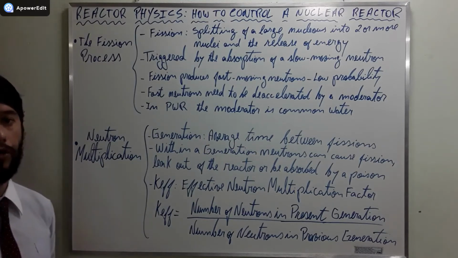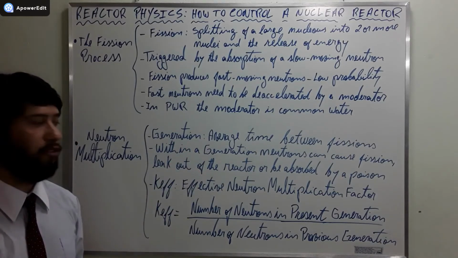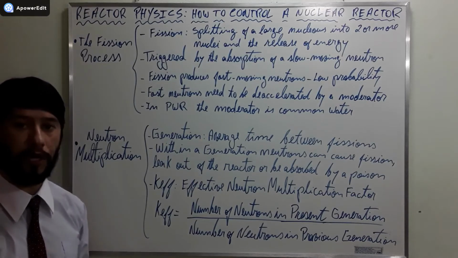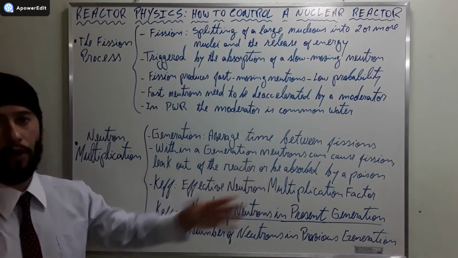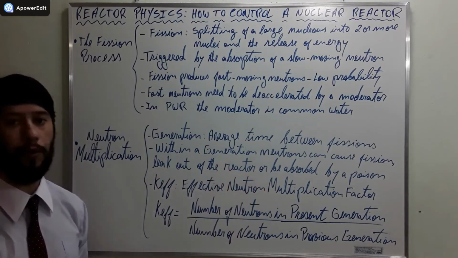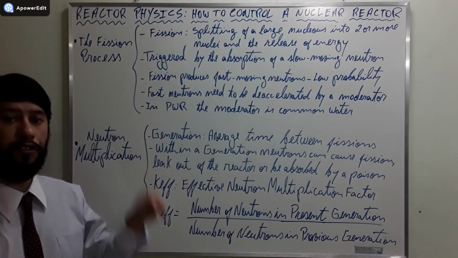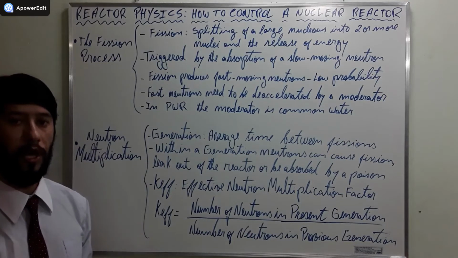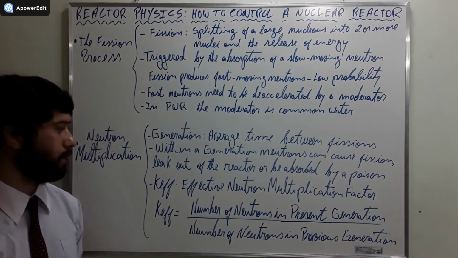Now let's talk about neutron multiplication. A generation is the average time between fissions. Within a generation, many things can happen to a neutron. It can cause fission. It can leak out of the reactor. It can be absorbed by a poison. Any material inserted within the reactor that will absorb neutrons but will not undergo fission is called a poison.